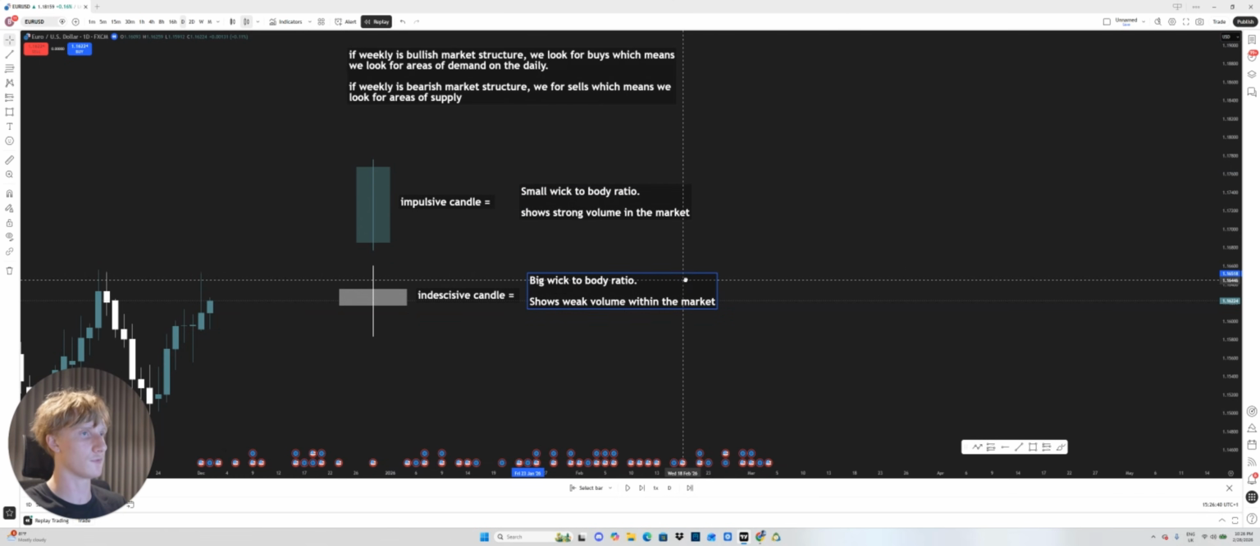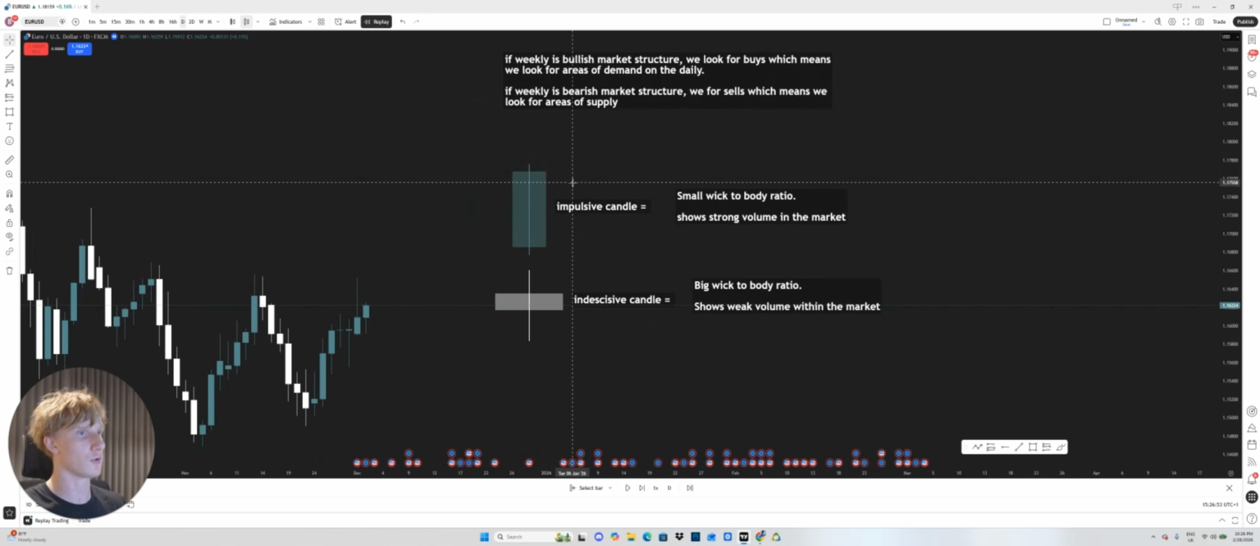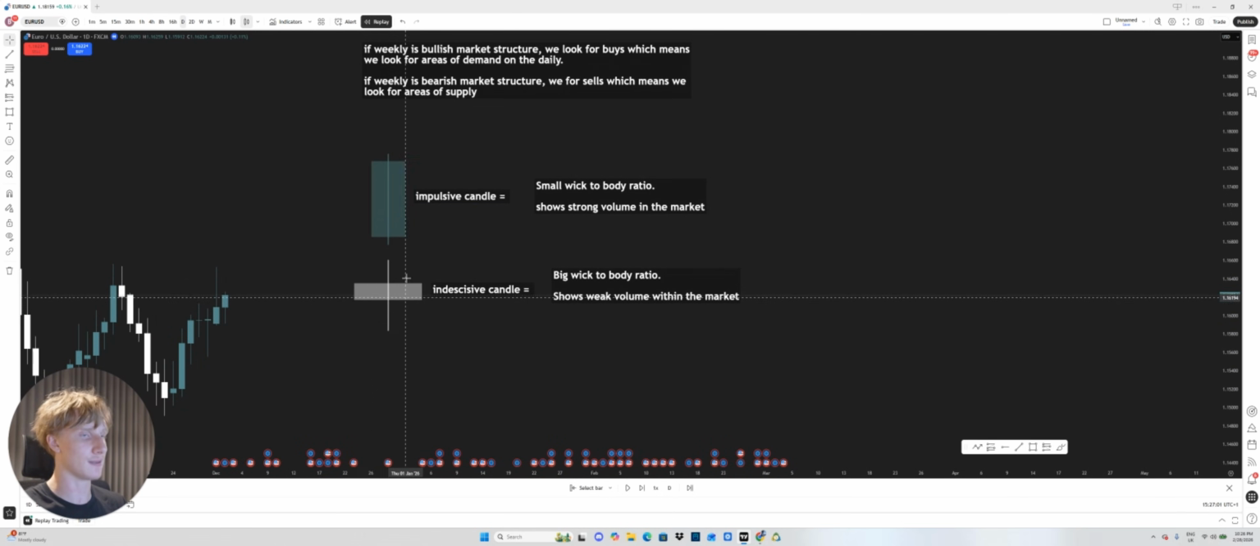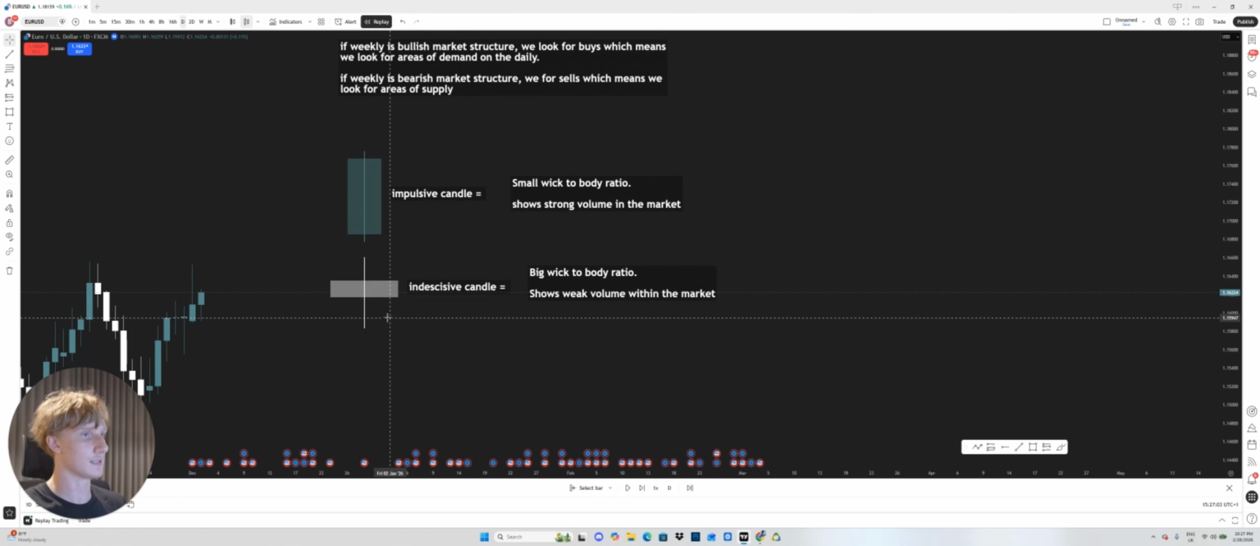So the main difference between an impulsive and an indecisive candle is not the size, right? It does not need to be a huge candle to be an impulsive candle. What makes it an impulsive candle is a small wick to body ratio. So for this example, you can see right here, if we look at the wicks in comparison to the body, they are very, very small. If we look at this example right here, an indecisive candle, we can see that it has very big wicks in comparison to the body.